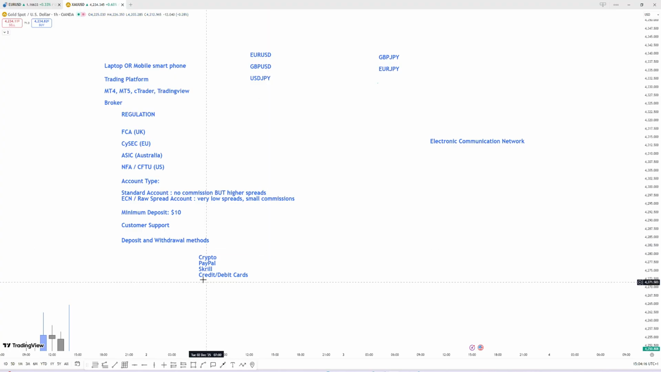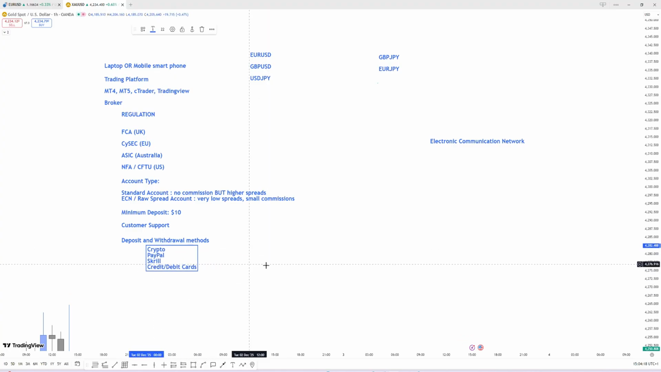So that is it for deposit and withdrawal method. Make sure that withdrawals are fast, that customer support responses on deposits and withdrawals are quick, and that payment methods are convenient for you as a beginner forex trader.